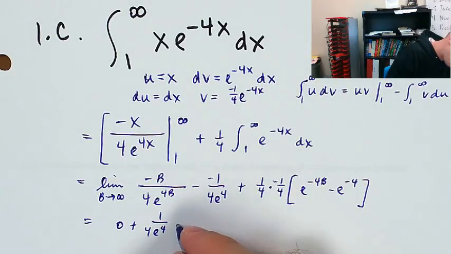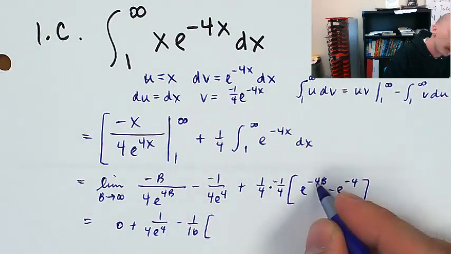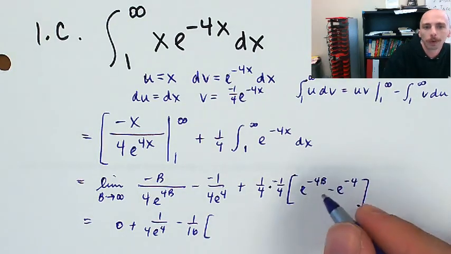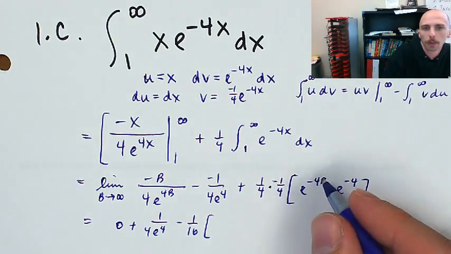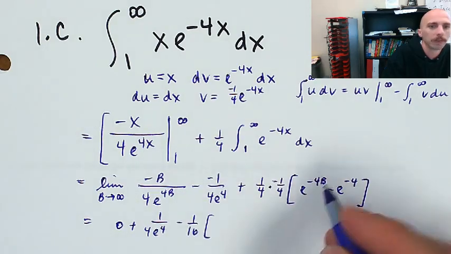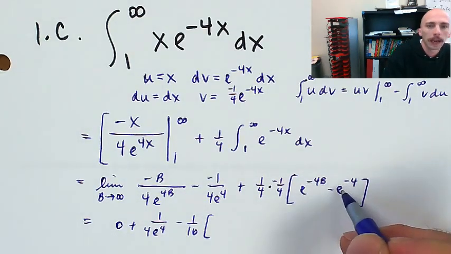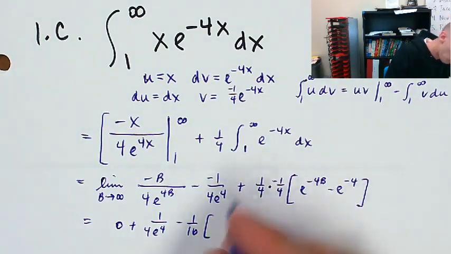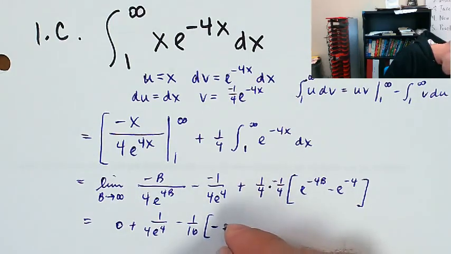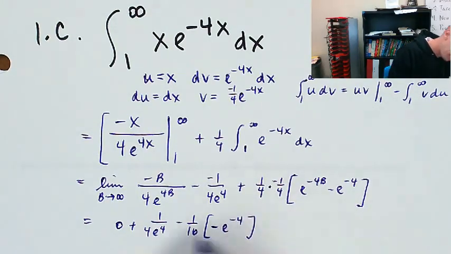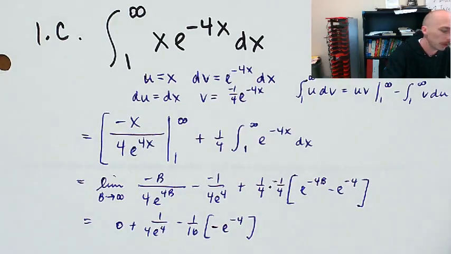0 plus 1 over 4e to the 4. And then I'll have minus 1/16 of, okay, e to the negative b, that's like 1 over e to the 4b. You know, e to the negative 4b is 1 over e to the 4b. As b goes to infinity, this is going to go to 0, and I'll have 0 minus e to the negative 4. And that's going to be a number that's suitable enough for us.